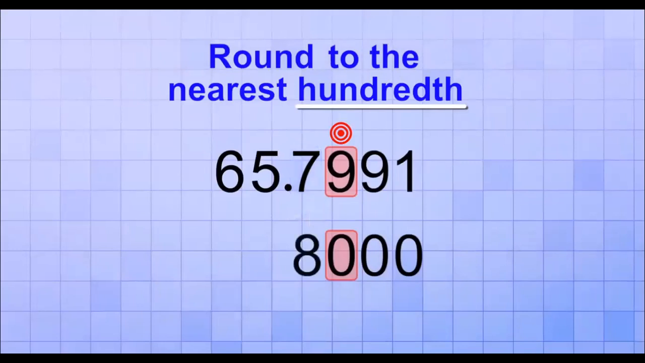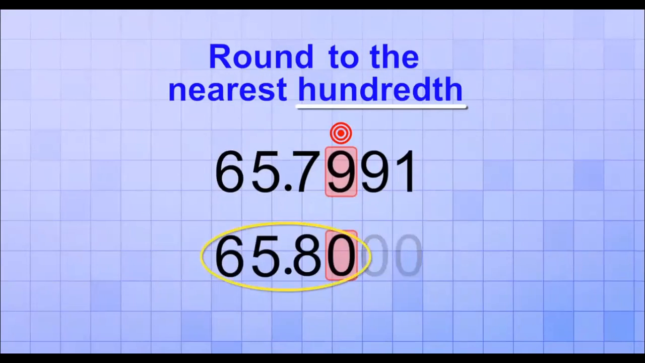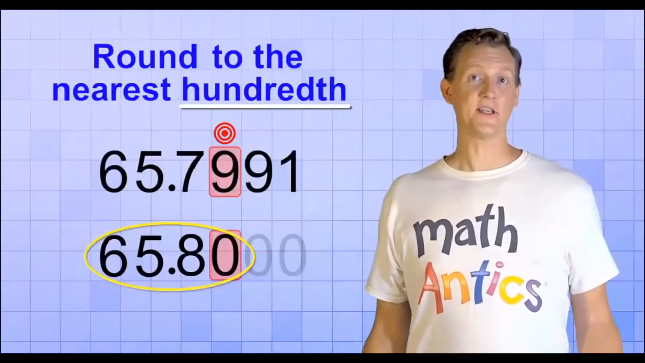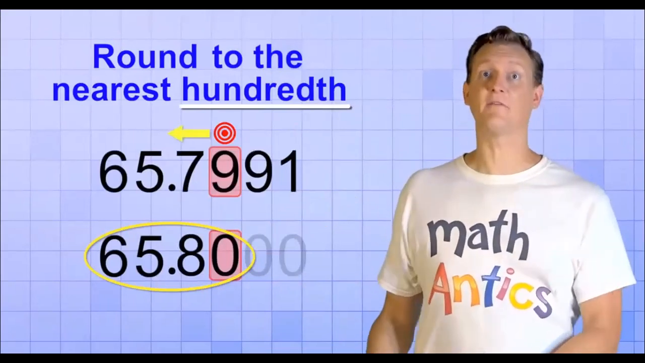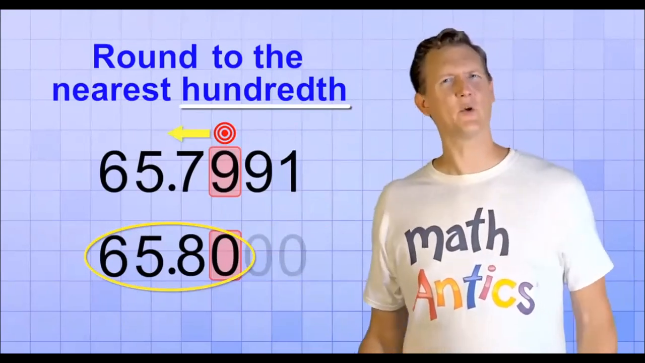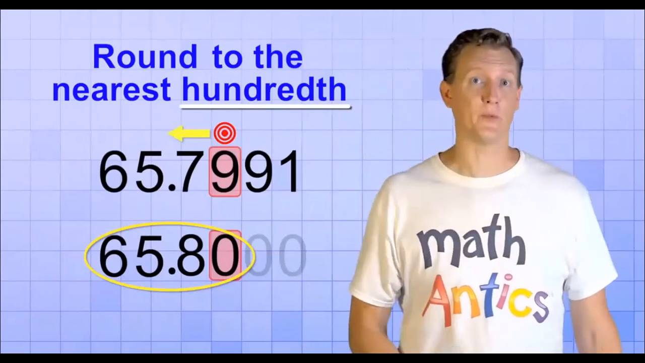The rest of the digits in the original number will be kept the same in the rounded version. So our rounded version will be 65.80. As you can see, in some cases, rounding can actually change the digits to the left of the target digit also. It's sort of a domino effect that can happen when rounding numbers.